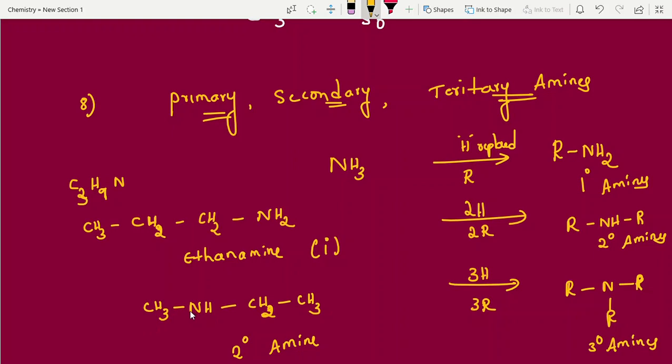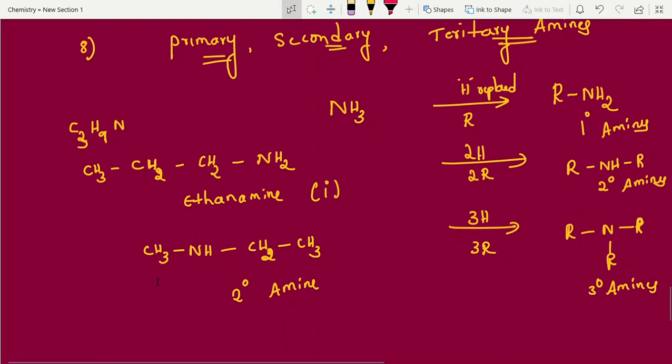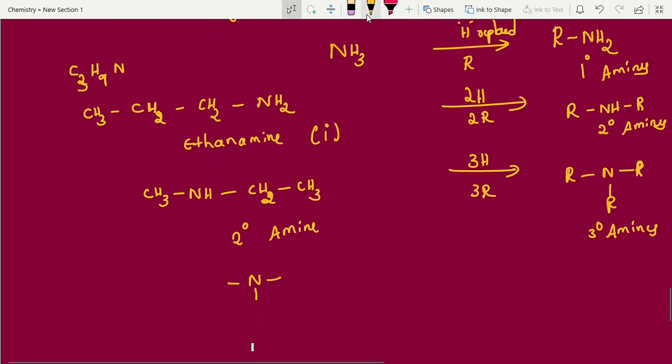Clear? Now tertiary amine. Can you write this tertiary amine? Tertiary amine is nothing but 3 alkyl groups, right? Nitrogen, here, 3 alkyl groups. How many carbons, students? Yes, 3 carbons, right? So 3 carbons here, totally 3. Tertiary amines.